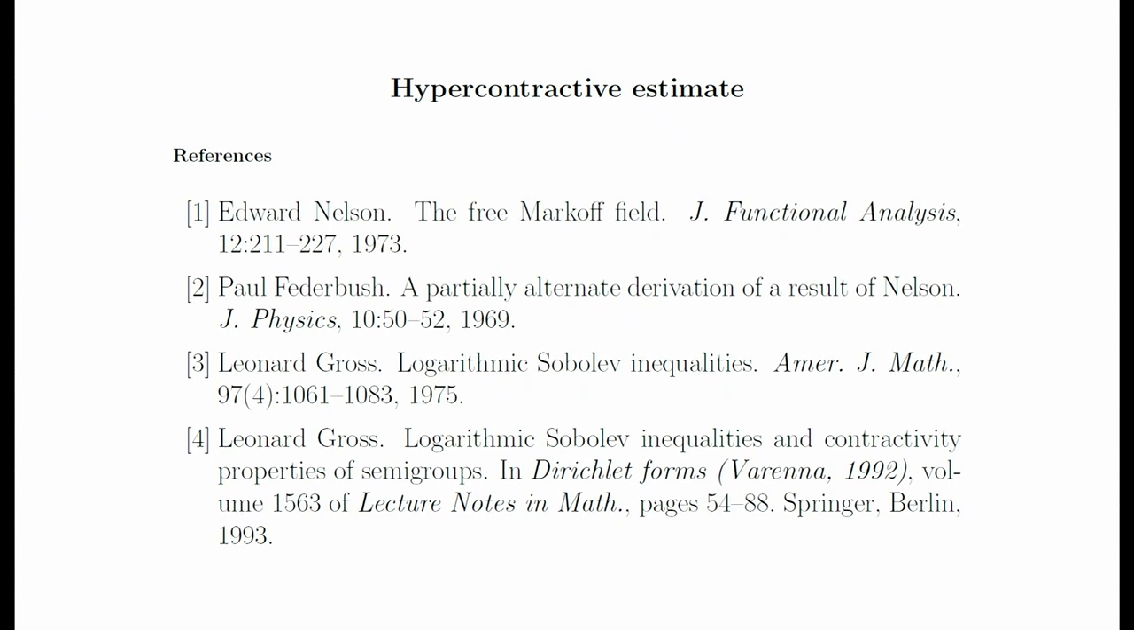Hypercontractive estimates. Edward Nelson had this famous paper, The Free Markov Field. That's a paper about quantum field theory, where he actually has this inequality. And the guy who actually realized that this inequality, which I told you, this one here, is closely related, and you can prove it with the sharp logarithmic Sobolev inequality. So in other words, Nelson's theorem implies the sharp logarithmic Sobolev inequality and the converse. And of course, about logarithmic Sobolev inequalities, there's lots of stuff. I just put this here for historic reasons. Of course, these papers of Leonard Gross, okay?